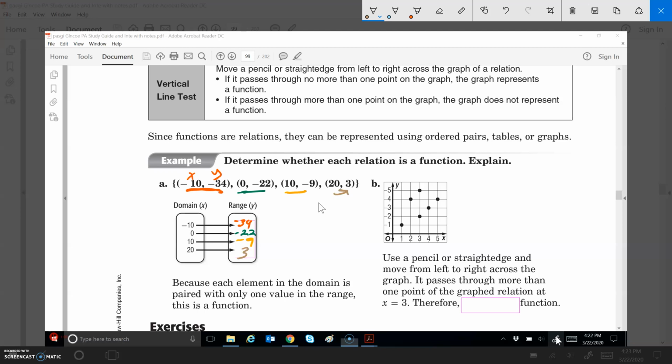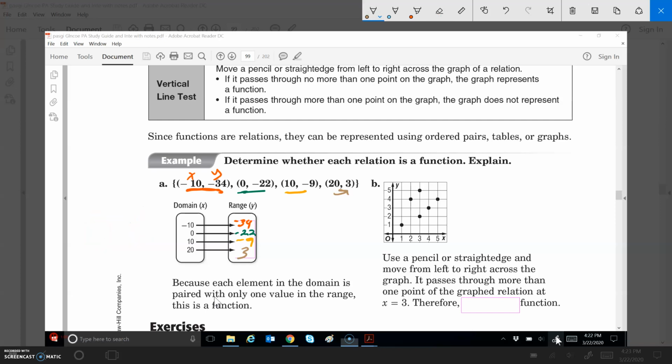Now, sometimes they're not in order like this. Sometimes we'll have this set of values, these input values here, domain and range. The arrows sometimes go like this, down here, and then maybe we cross. So you never know. Because each element of the domain is paired with only one value of the range, this is a function.